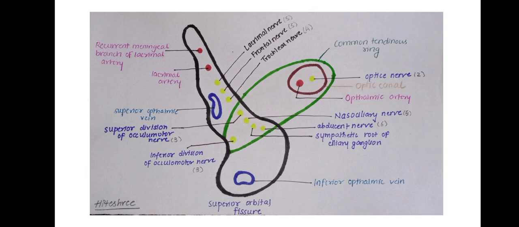Now let's come to the structures passing through the common tendinous ring of Zinn area. They are nasociliary nerve, which is a branch of the fifth cranial nerve, abducens nerve, which is the sixth cranial nerve, sympathetic root of ciliary ganglion, and superior and inferior division of oculomotor nerve, which is the third cranial nerve. You can remember it by 3, 5, 6. The structure present below the common tendinous ring of Zinn in the superior orbital fissure is the inferior ophthalmic vein.